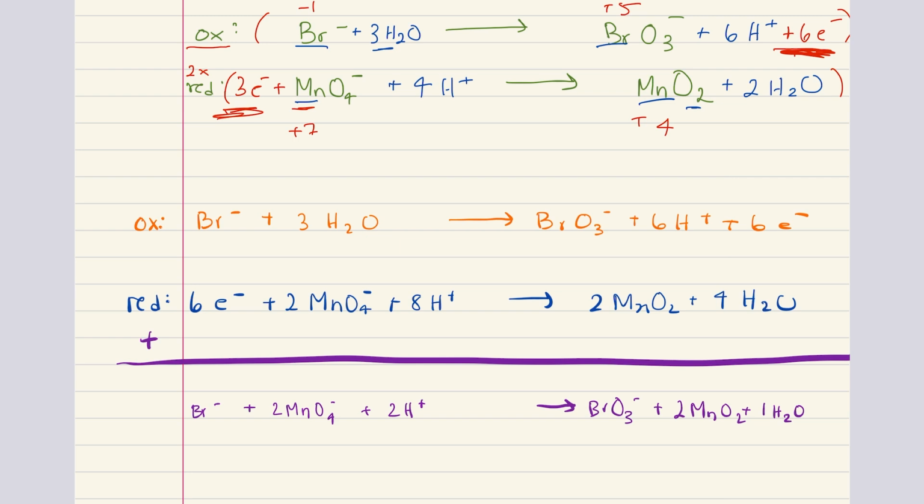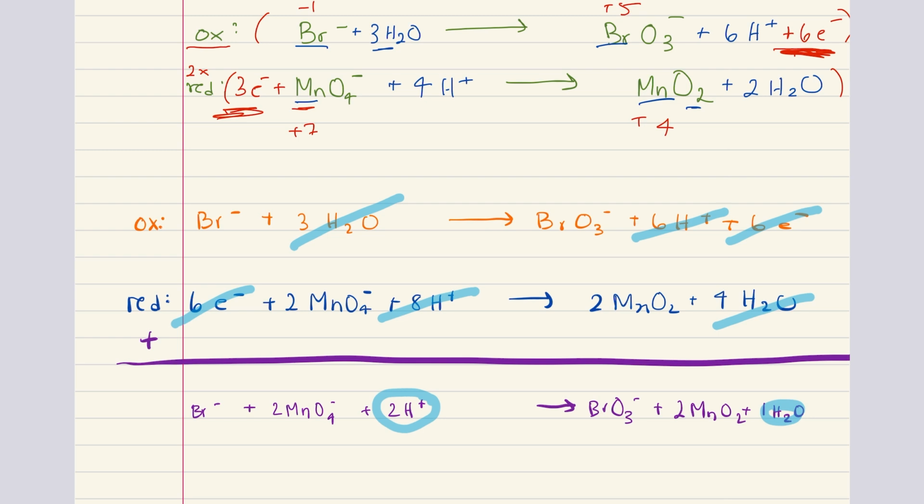I want to point out the 6 electrons on the reactant and product side cancel out. 6 of these H pluses cancel out. We're left with just 2 on the reactant side. These 3 water molecules cancel out with 3 of these, and we're just left with 1 water molecule on the product side.